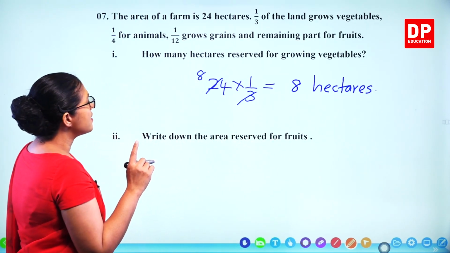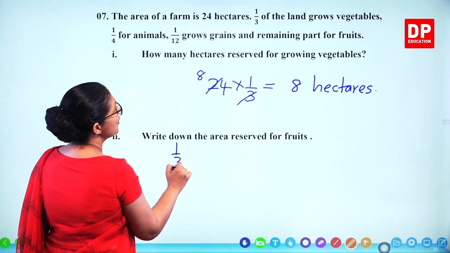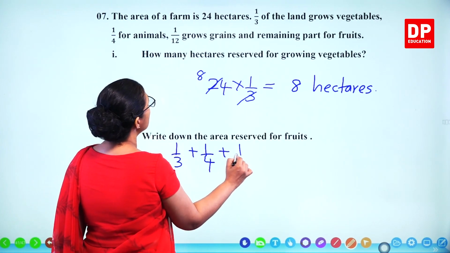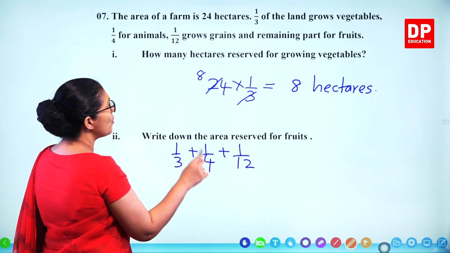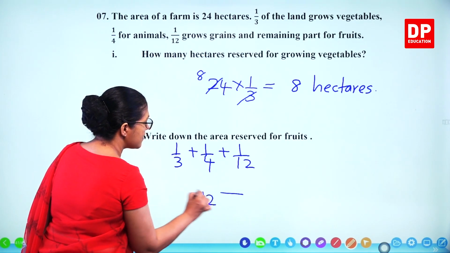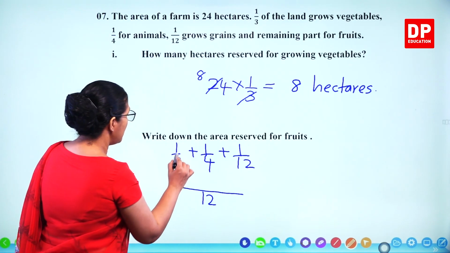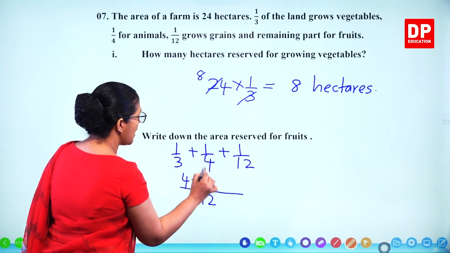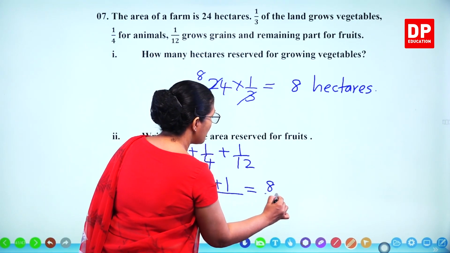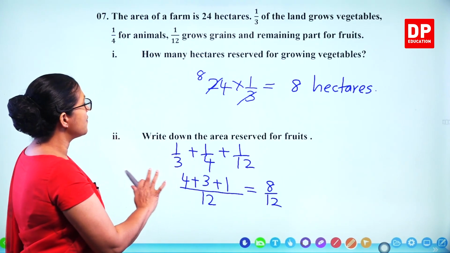Write down the area reserved for fruits. Now 1/3 reserved for vegetables, 1/4 animals, and 1/12 grains. So what's the total there? You have to convert to the same denominator. That's the lowest common multiple of 3, 4, 12. That's 12. 4 times 1 is 4, 3 times 1 is 3, and 1. So you get 8 over 12. 8 parts out of 12 reserved.